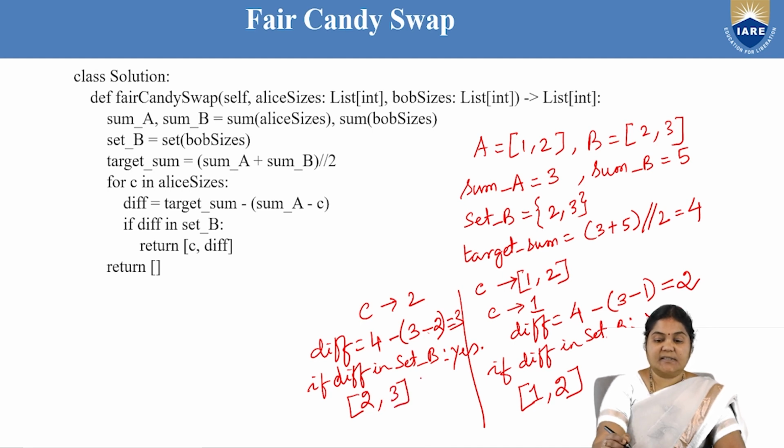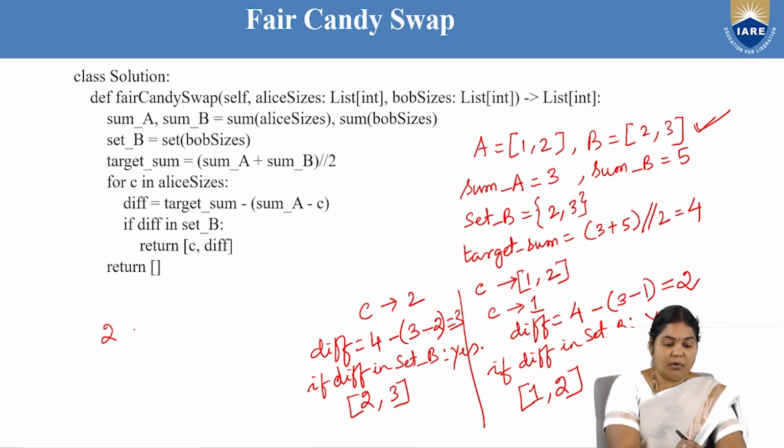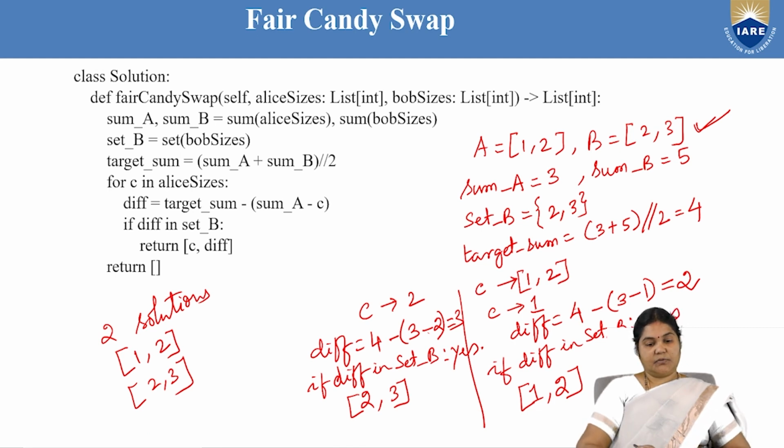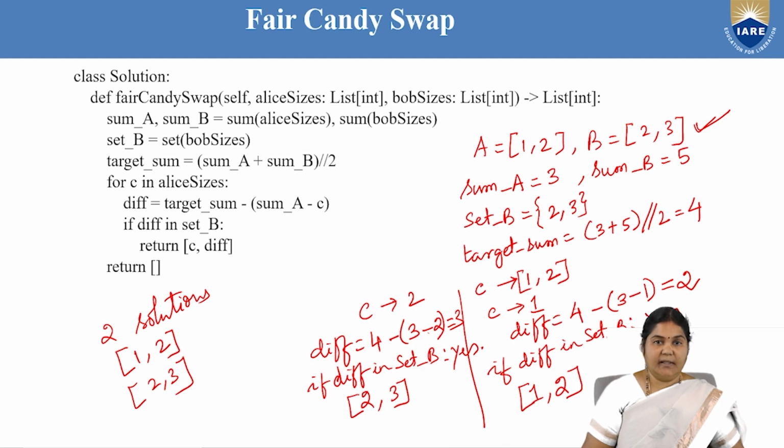So for this test case, there are two solutions. Either they can swap 1, 2 or they can swap 2, 3. Both solutions are correct, but the question says you can return any one pair. So I hope this question is understood. Let us move on to the next question.